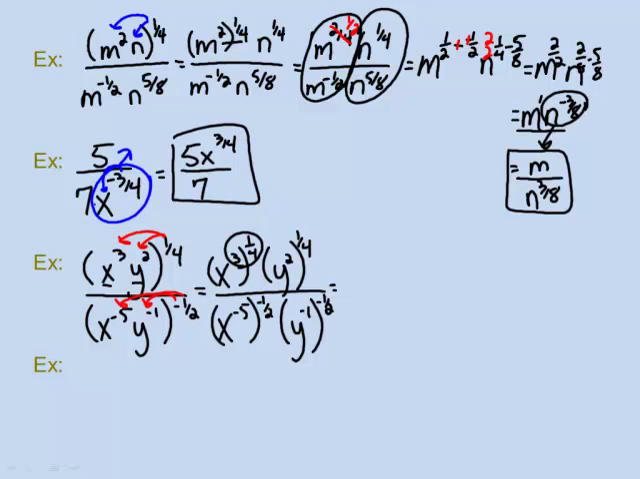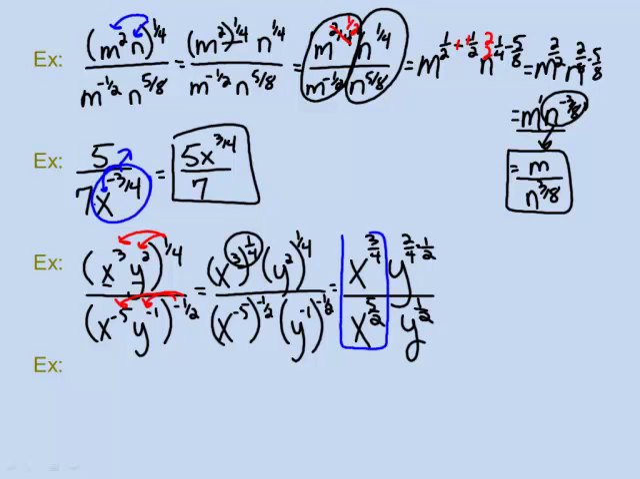Powers to powers multiply, so our next step is a multiplication step. So we've got x to the 3 times 1/4 is 3/4. Y to the 2 times 1/4 is 2/4, which of course will reduce to 1/2. Divided by x to the negative 5 times negative 1/2. Negative times negative is a positive. 5 times 1/2 is 5/2. And y, negative 1 times negative 1/2 is a positive 1/2. So notice that without moving things around, it turns out that all our negative exponents cancel themselves out, which is nice. So now we've got some like bases that are being divided, so we need to subtract exponents.